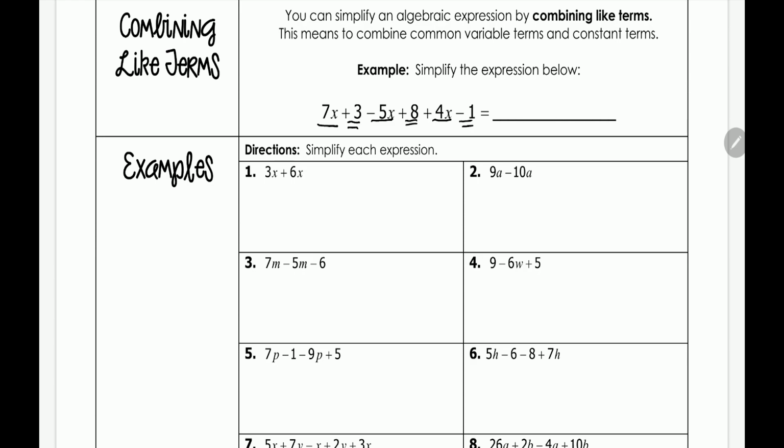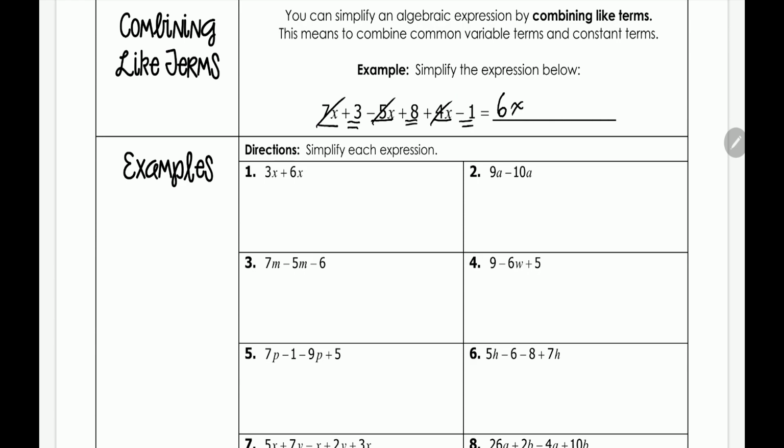We're going to look at the coefficients. Since we have 7 x's and we're subtracting 5 x's, we only have 2 x's left. That's the same thing as 7 minus 5. So for these two together, the 7x and negative 5x, that changes to 2x. And now we're going to add 4x to that. 2 plus 4 is 6, and we tack on the x, and that's it for our variables. So we've added the variables together.